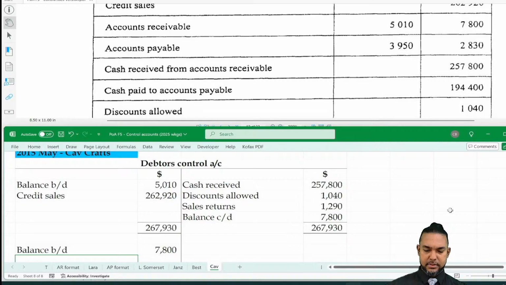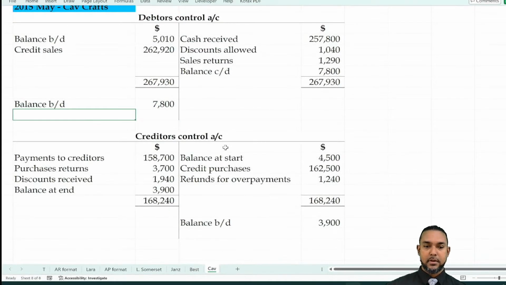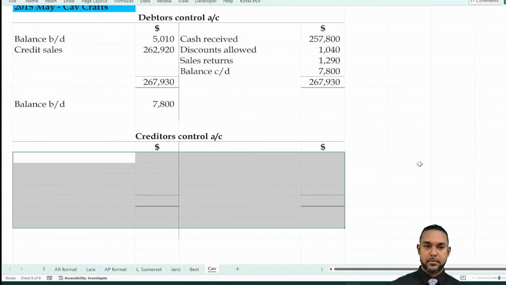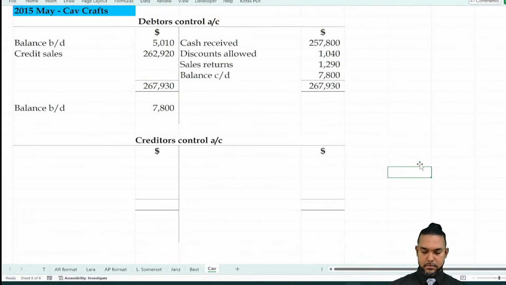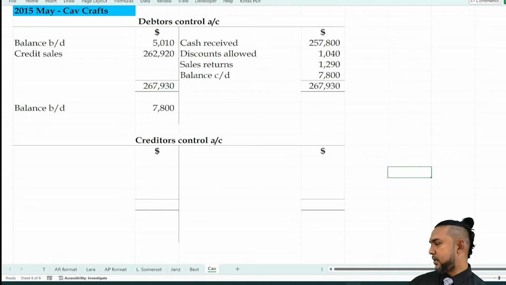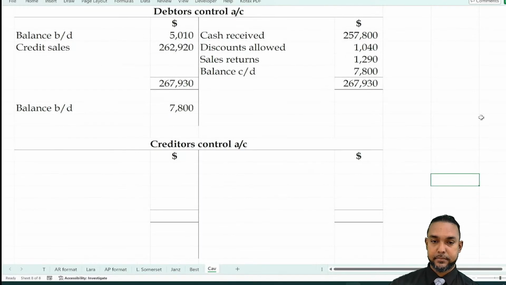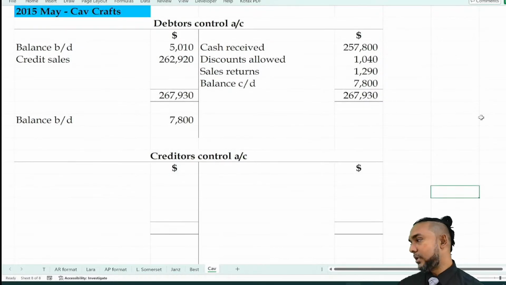Send a picture of the question itself. So that's Cav Crafts. Okay, cool. So we're gonna maximize here. We're gonna clear out this one too. Okay, so that's the debtors control. All right, on Google Meet, if you guys are good with that, just give me a quick chat, please and thanks. If you have any questions, now is a good time to ask. If you're good, cool. If not, let me know. I will be here to help.